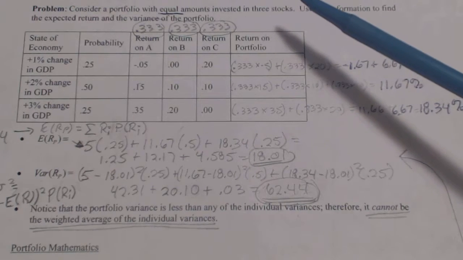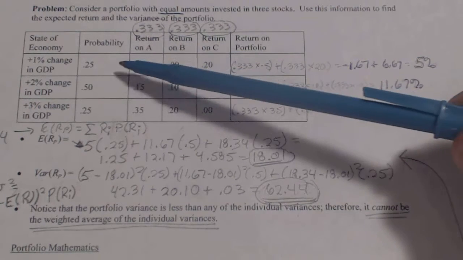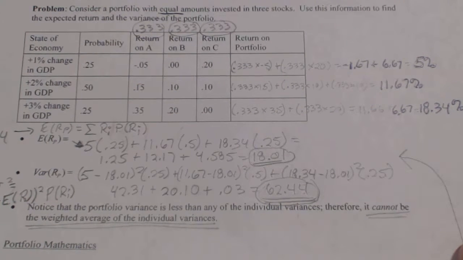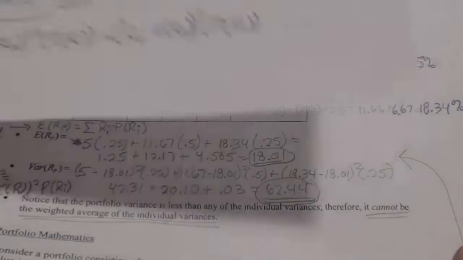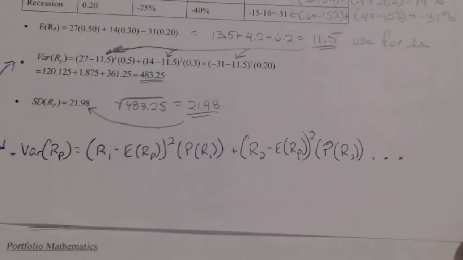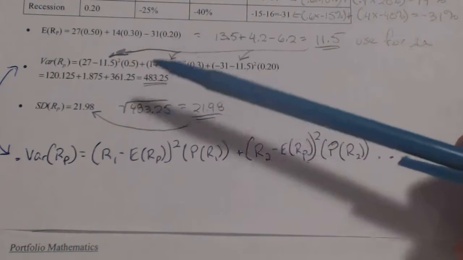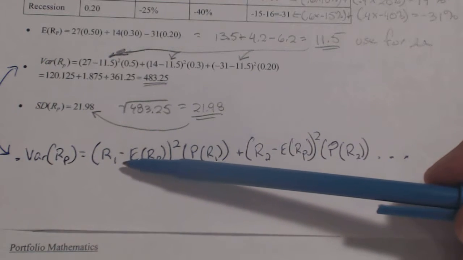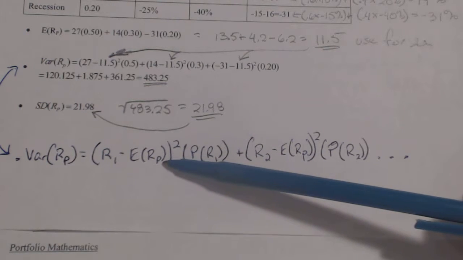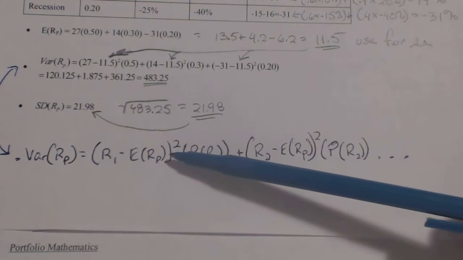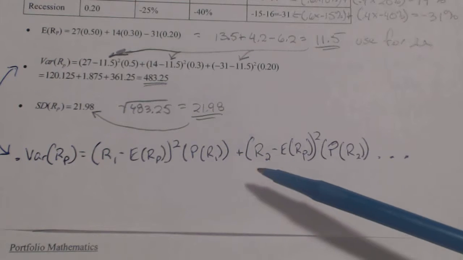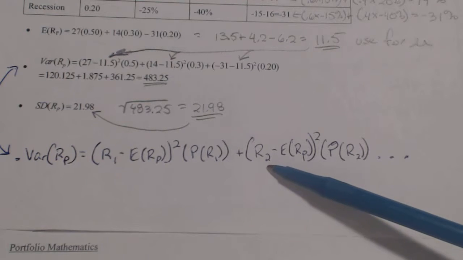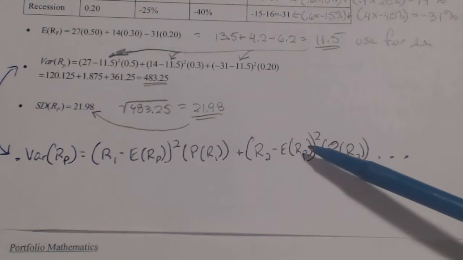There's a couple of different formulas you use for variance. When they're giving you the probabilities, you use the one formula that we just did on page 70, and I'll show that to you again. That's where the variance of the portfolio equals the return of asset 1 or whatever minus the expected return for the portfolio. So this is x minus mu squared times the probability of that, plus the return of asset or portfolio 2 minus the expected return for the portfolio.